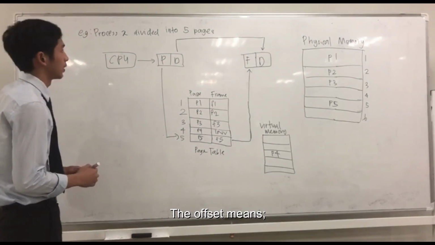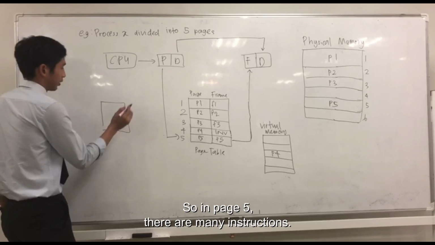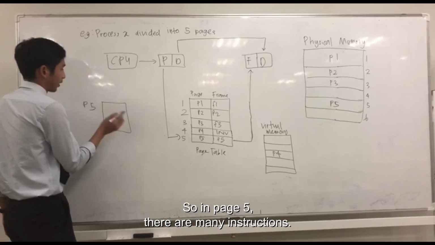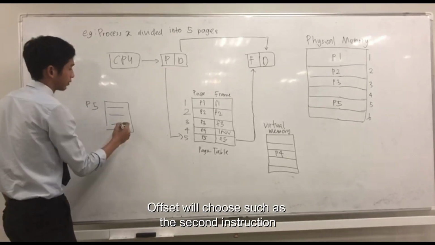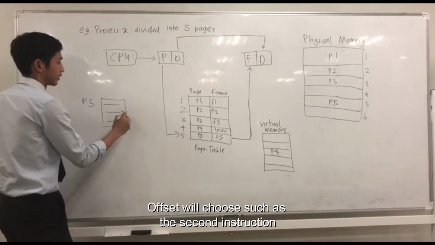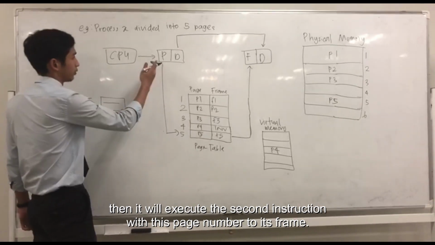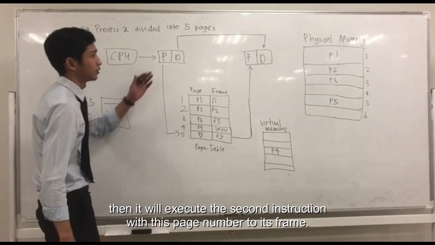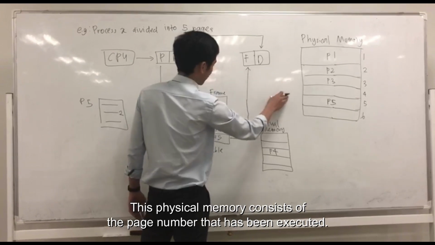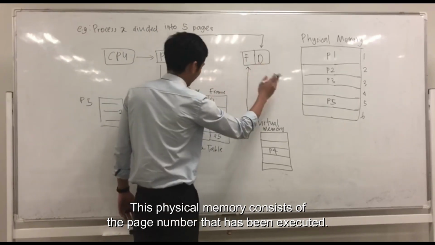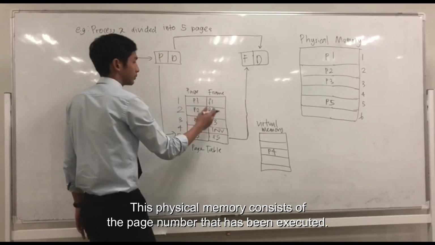The offset means, for example, I chose page 5. In page 5, there are many instructions. So for the offset, we choose, for example, this second instruction, then it will execute this second instruction with this page number to each frame. Okay, so this physical memory consists of the pages that have been executed.